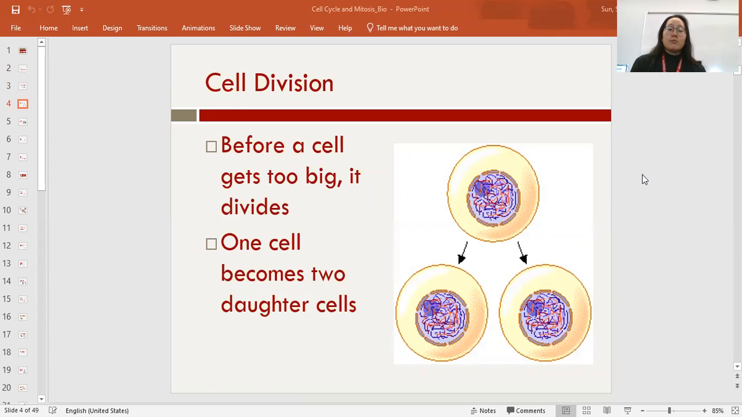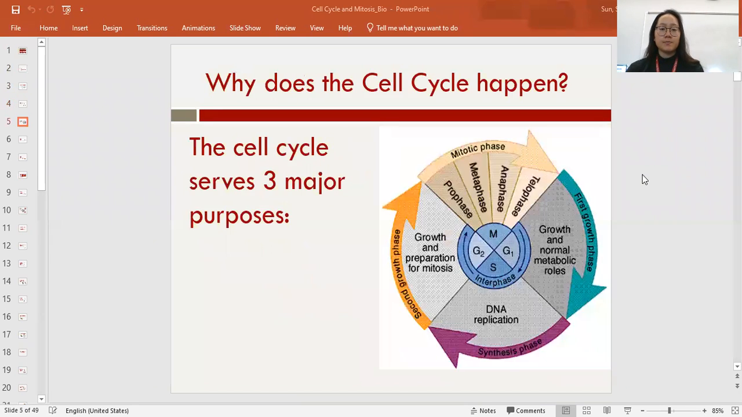So one cell will become 2 daughter cells when a cell divides. Before it gets too big, it's going to divide, and then one cell will become 2 daughter cells. We use the terms daughter and sister a lot in genetics because they're the language we tend to use for reproductive reasons. In reality, only girls can make more babies or more cells, so we tend to use feminine verbs and feminine nouns.